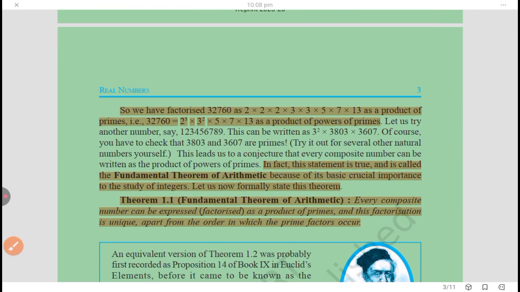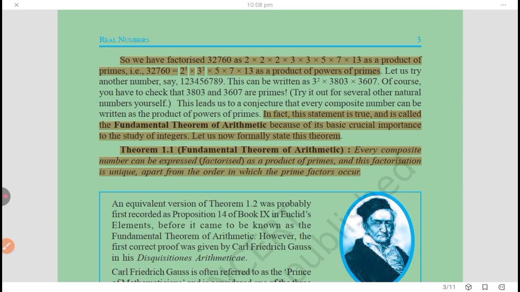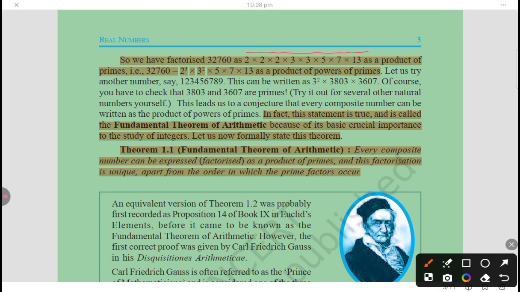So these factors you write as a product of primes. Because 2 is repeating 3 times, you can write 2 power 3. 3 is repeating 2 times, so 3 power 2. Then 5 multiplied by 7 multiplied by 13, as a product of powers of primes. So instead of writing single numbers in multiple ways, you use the powers of primes. Okay, there are some more examples.